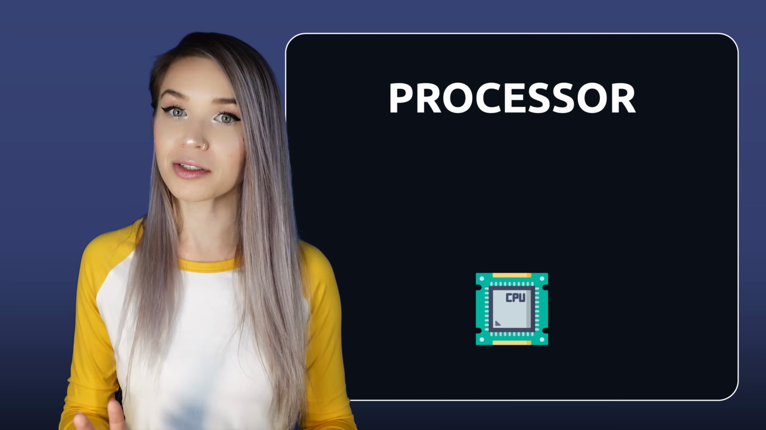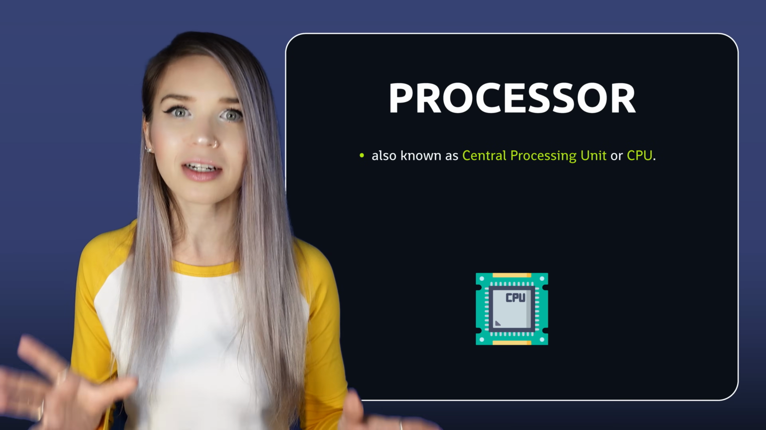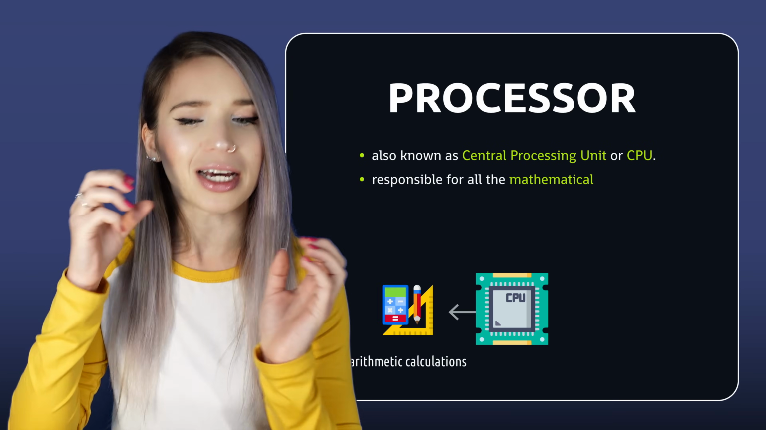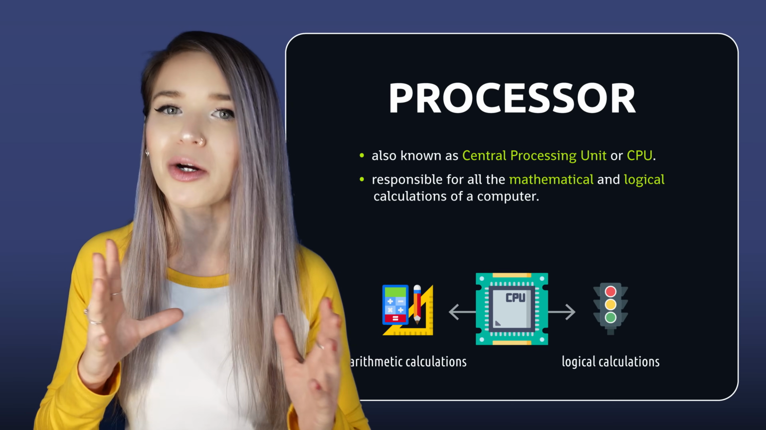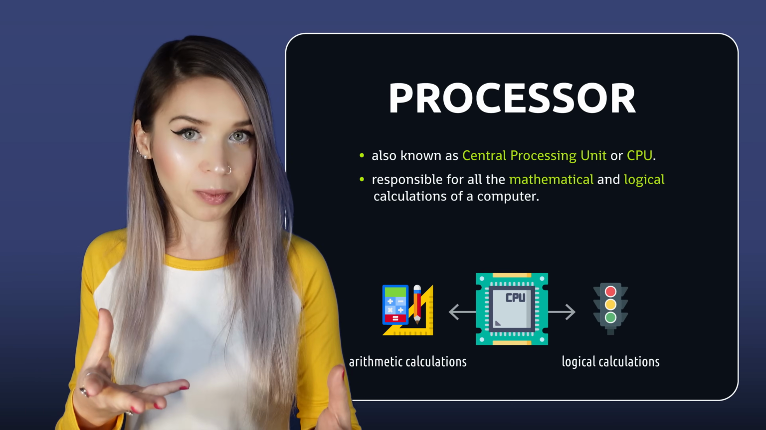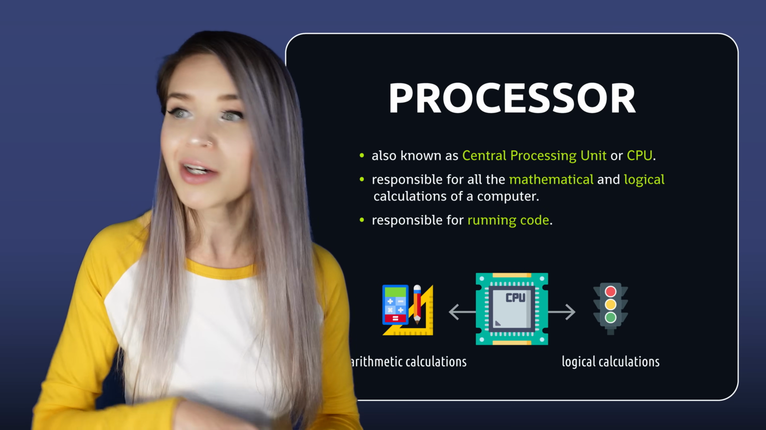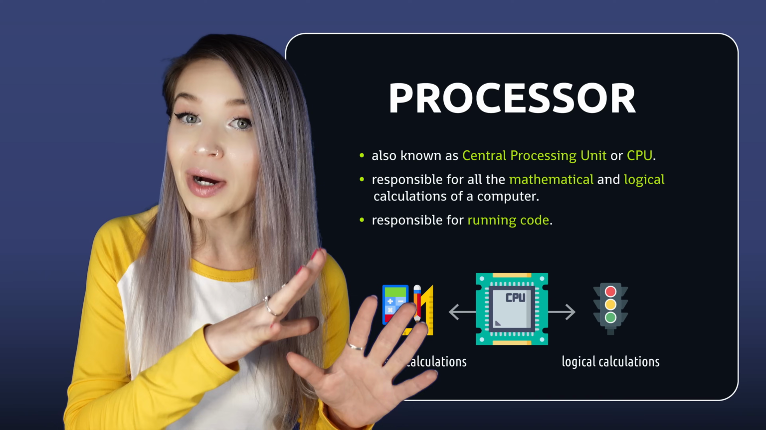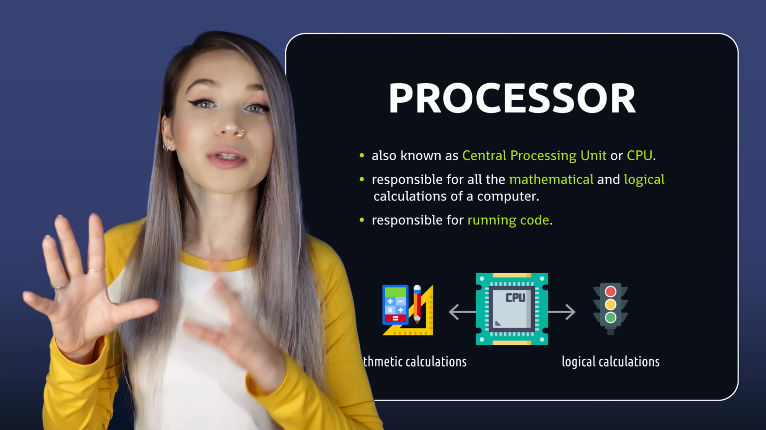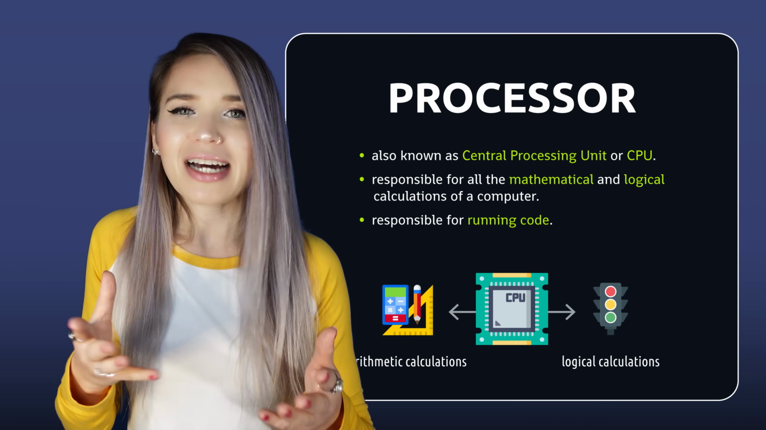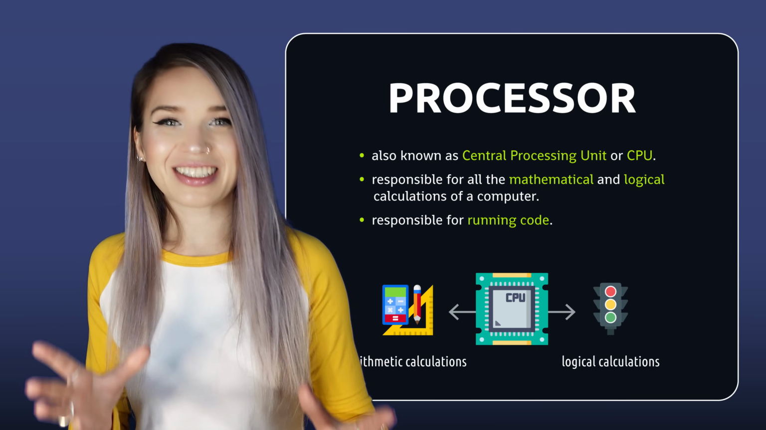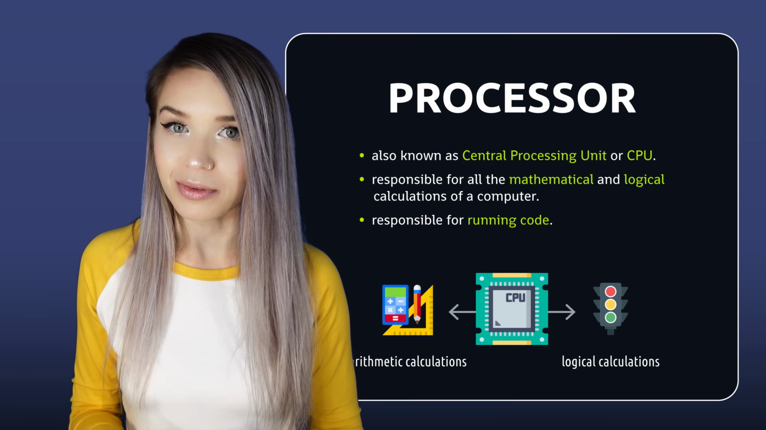A processor, or a central processing unit, also known as CPU, is in charge of all the mathematical and logical calculations of our computer. So its main purpose is to run instructions, which we commonly know as code. So every time we interact with a program, every time we copy or delete files, or even when we type a single letter inside a text document, all these tasks are performed by the CPU.